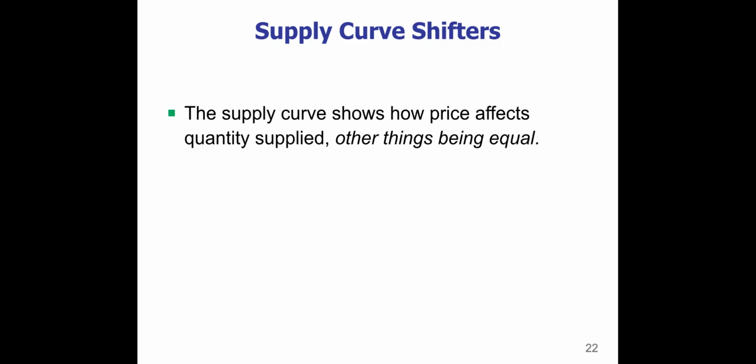Again, a shift in supply to the right is an increase in supply, and a shift in supply to the left is a decrease in supply. Now, when you shift the supply curve, we're assuming that everything else is equal except for what's in the question.